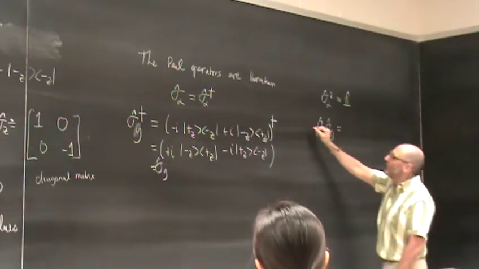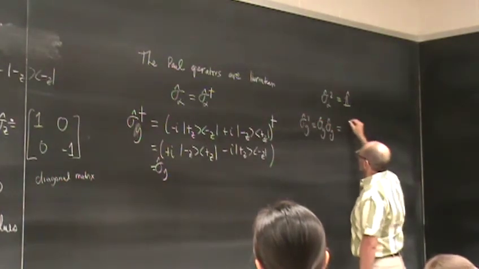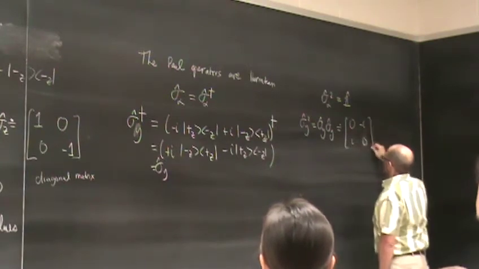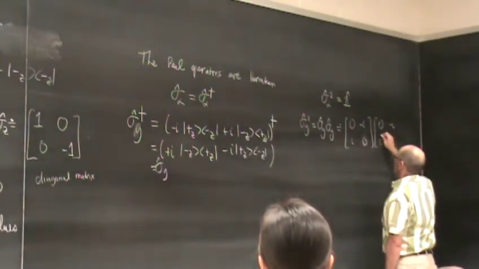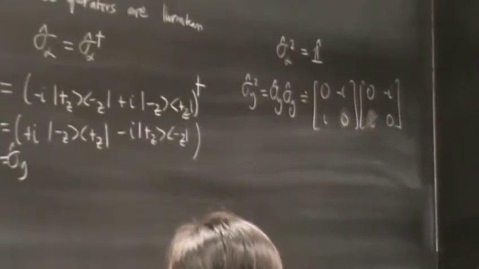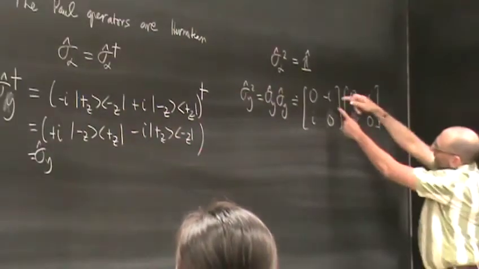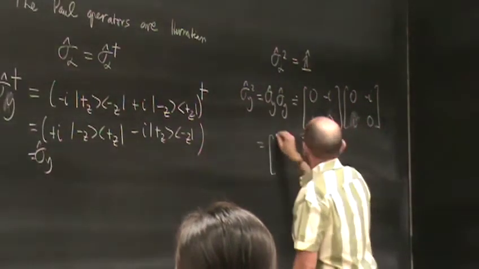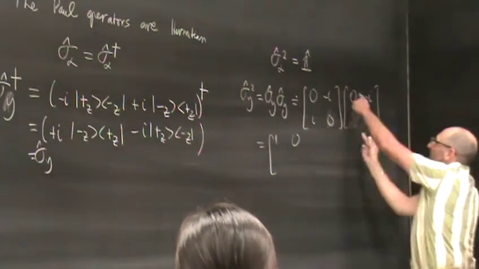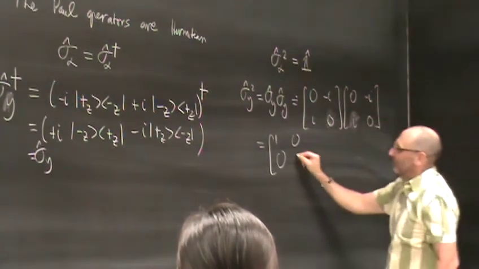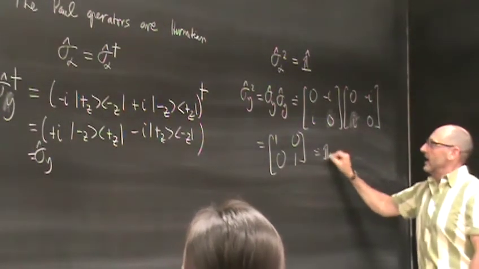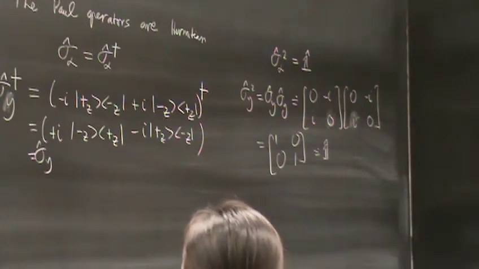I can look at sigma y squared as being represented by the matrix multiplication of these two matrices. That's one way to do it. And so plus i times minus i, I get 1, and 0 times 0 is 0. Go the other way, 0, 1. So this is the identity. And that's true for all of them. You can do that check.